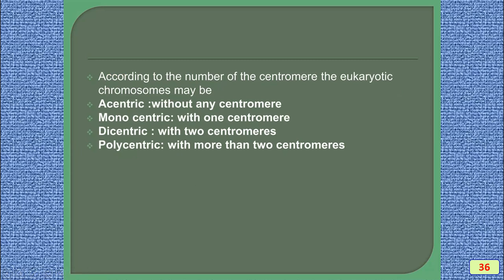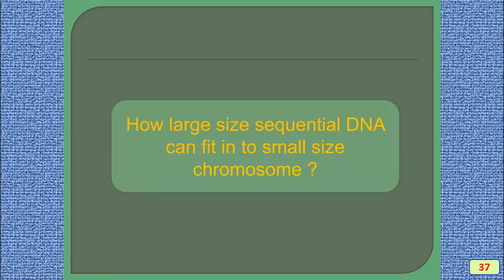So, according to the number of centromeres, eukaryotic chromosomes may be acentric without any centromere, monocentric with one centromere, dicentric with two centromeres, then polycentric with more than two centromeres. Then how can a large and sequential DNA fit into a small chromosome? Now we know that DNA is the genetic material that is carried from one generation to another through the sex cells, maybe the sperms or the ova in case of females.